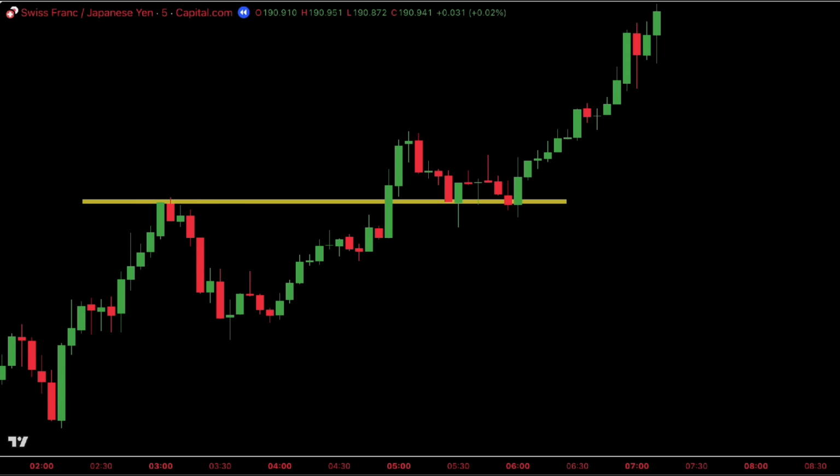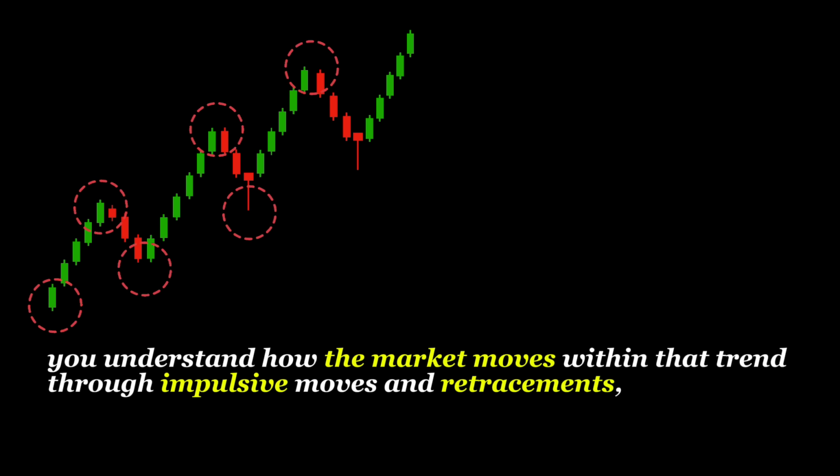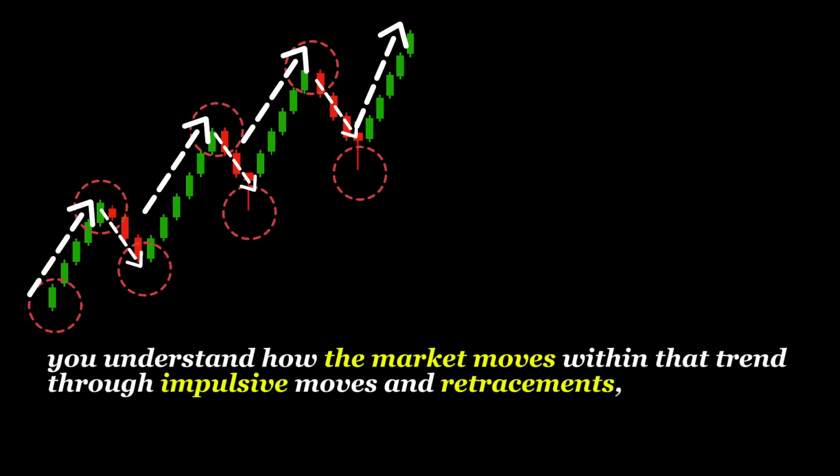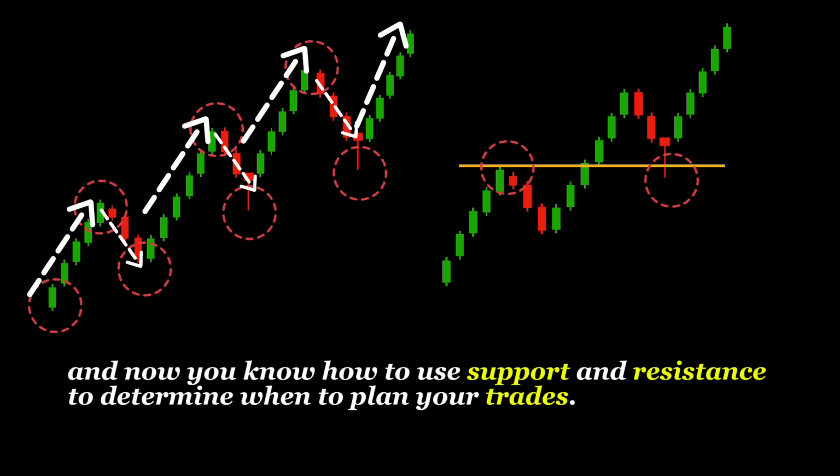So instead of entering randomly or chasing the market, you are now waiting for price to come back to a key level, and then you position yourself at the moment where the next move is likely to begin. At this stage, you already have 3 very important skills. You know how to identify an uptrend, you understand how the market moves within that trend through impulsive moves and retracements, and now you know how to use support and resistance to determine when to plan your trades.